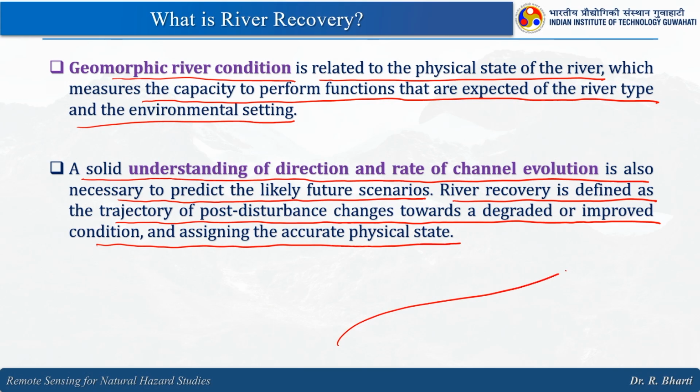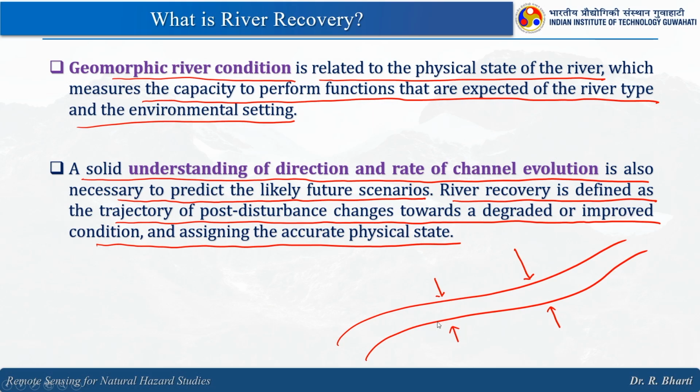So, let us say you have a river system here. Because of external changes or external forces, what happens? It changes from straight to meandering and meandering to braided.